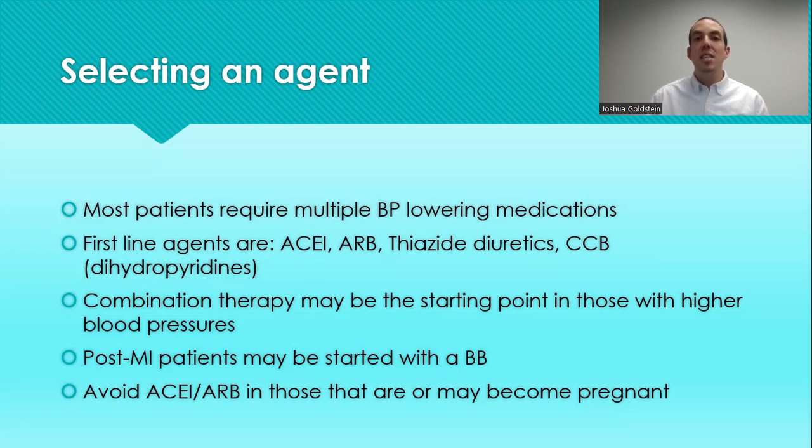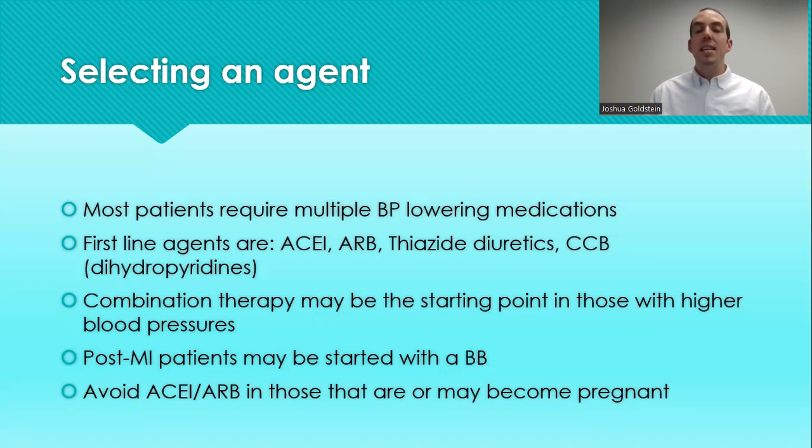Our first line agents, and these are pretty well universally accepted as the first line agents, are going to be the ACE inhibitors, that's like lisinopril or enalapril, captopril. Our ARBs, or our angiotensin receptor blockers, which would be like losartan, valsartan. Our thiazide diuretics, like hydrochlorothiazide, or our calcium channel blockers, specifically the dihydropyridines. We're going to talk about each of these in depth in just a minute.